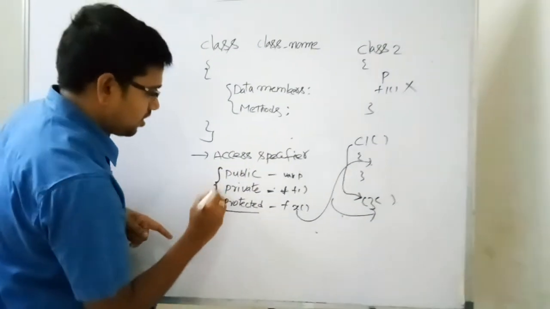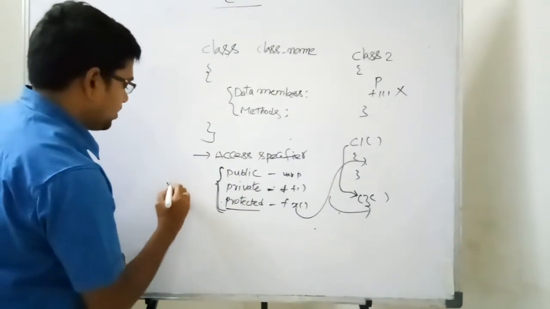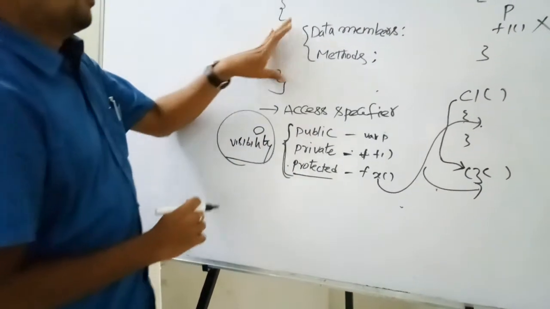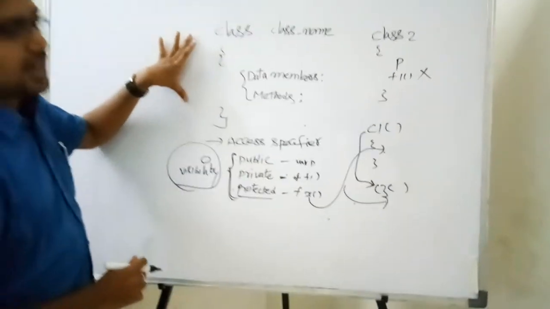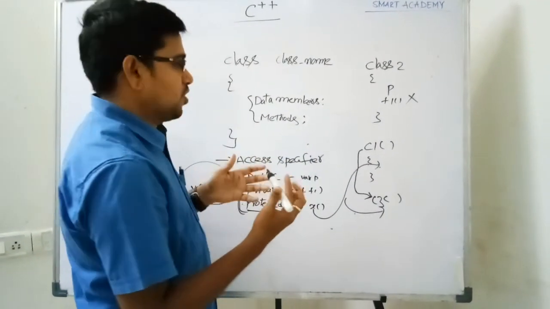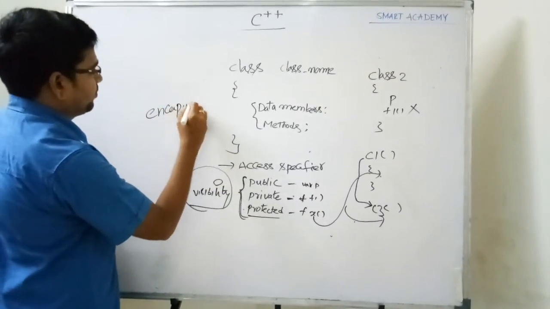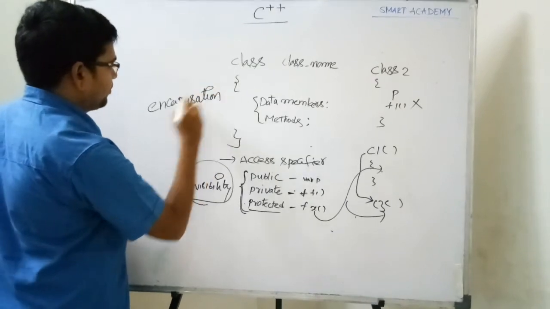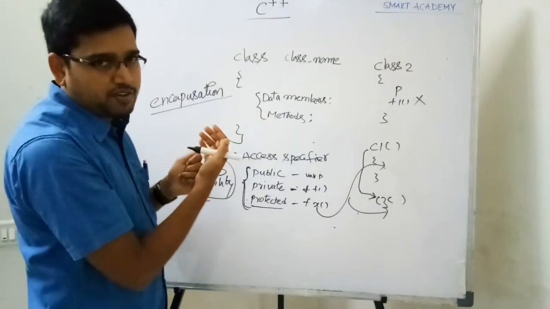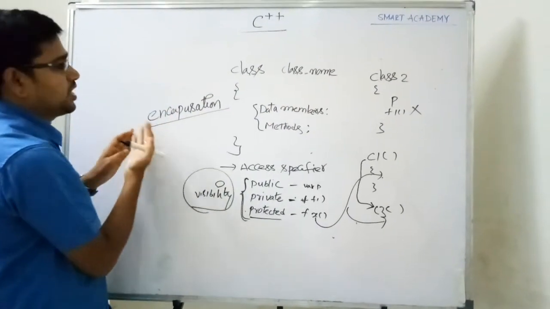Okay, so these three are called access specifiers in C++, and they define the visibility of data members and methods in a class. Now the biggest advantage, or one of the greatest features in C++, is called encapsulation. Just now we discussed the drawbacks of C language, where security was the concern, and that can be overcome by using encapsulation.